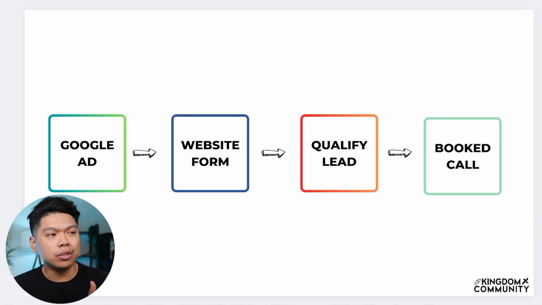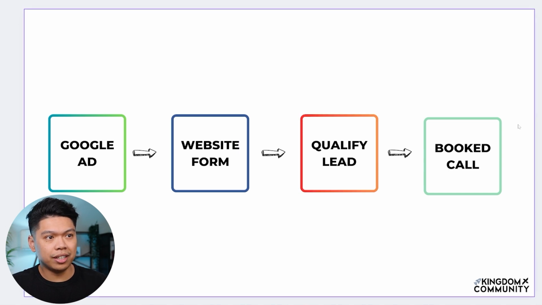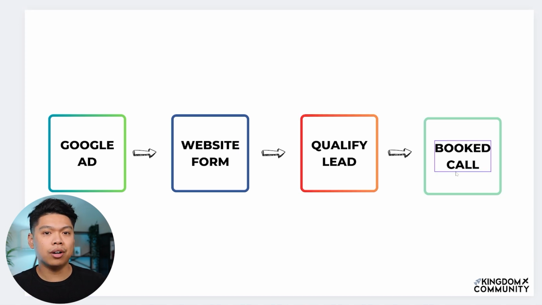So I help local cleaning businesses, but this can help for any local business depending on the niche. This is specifically for cleaning businesses. So what we end up doing is we run Google Ads for them. Then it goes to a website form, and then we have a process to qualify the lead to get a qualified book call for the client. And everyone's promising book calls.